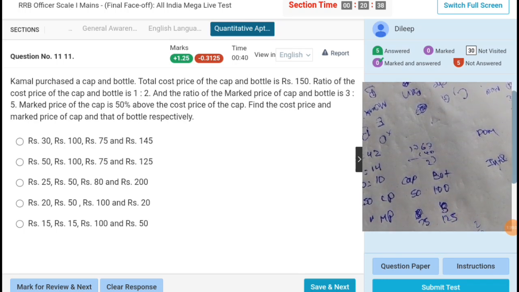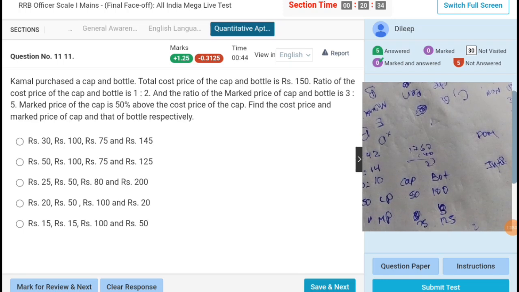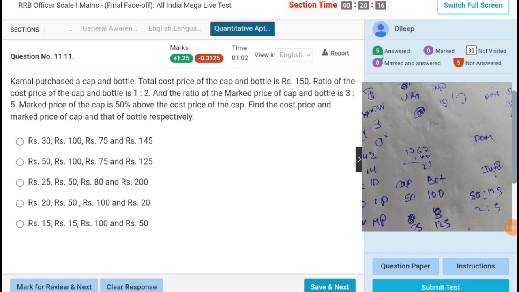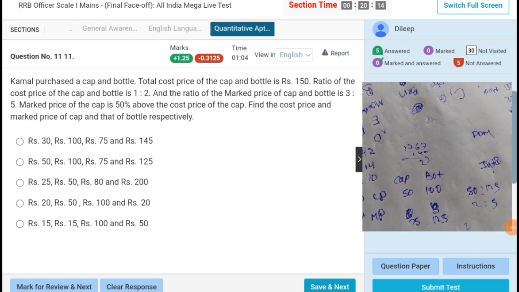Cost price and market price of cap and bottle respectively. Cost price of cap, 2 is 15. In the cost price and market price of cap, 15.